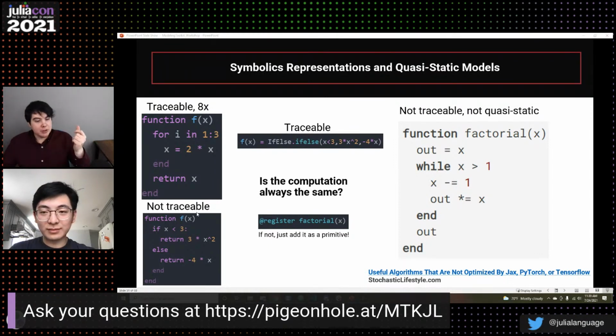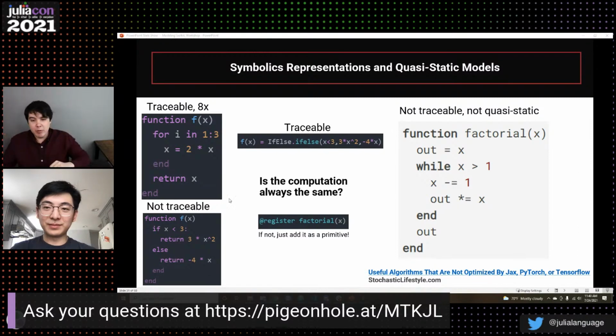This is something that's not traceable, because if x is less than 3, it uses this code, and if x is greater than 3, it uses this code. The actual code that you call differs based off of the input value. So what is your compute graph? What is your symbolic expression in that case? Well, there is no one symbolic expression. There are two different things that can be computed.